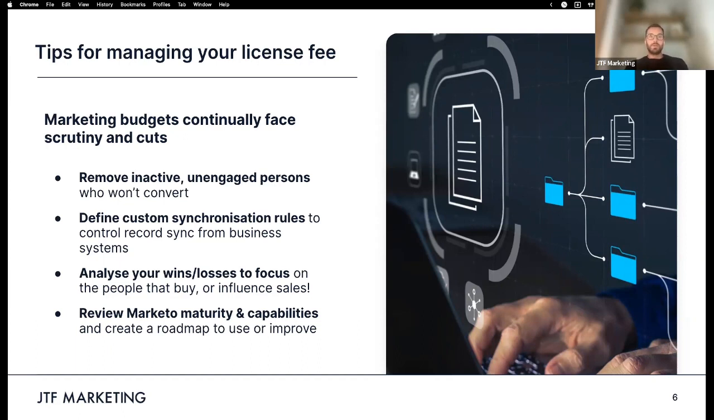Analyze your wins and losses. Going back to the sentiment from before of how do you report on the right things? How do you know where you should be focusing your attention? You need to know opportunities won, opportunities lost, who has been added into your Marketo Engage instance and is engaging. What are they engaging with? You need to know all that information so that you can pass, as I said previously, the right people through to the sales teams, ideally, to spark up the right conversations.